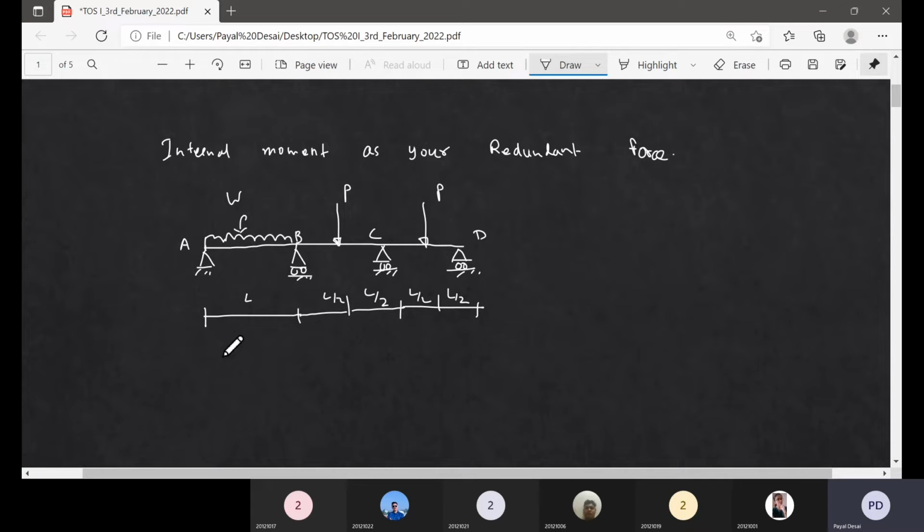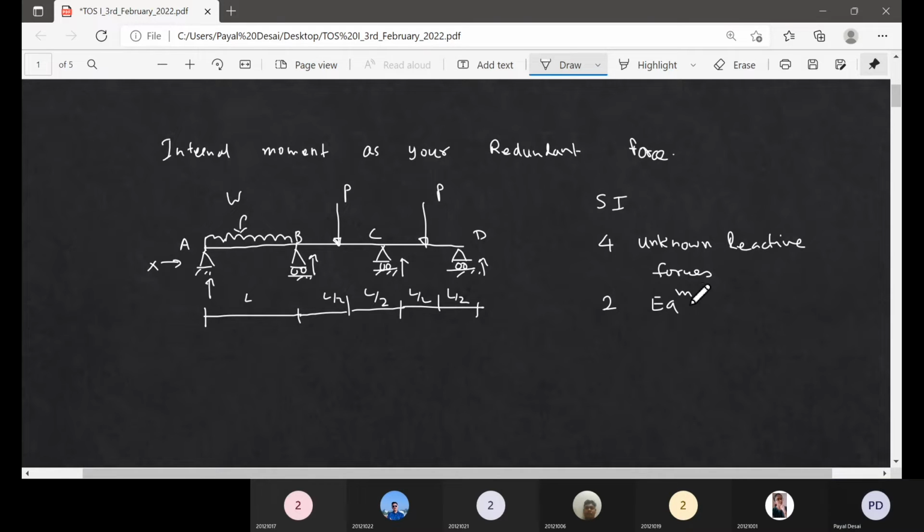So just observe this problem. How many static degrees are there? Of course, there are four supports, and we are neglecting the horizontal force, so there are four unknown reactive forces, but only two equilibrium equations. So of course, the static degree of indeterminacy is 2. So I have a choice.